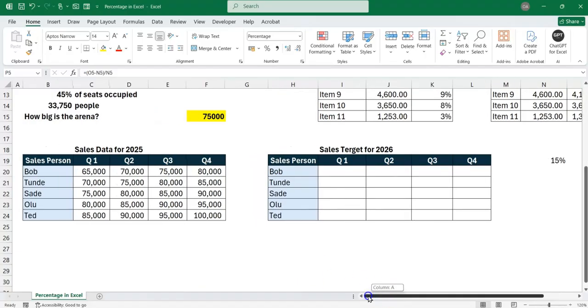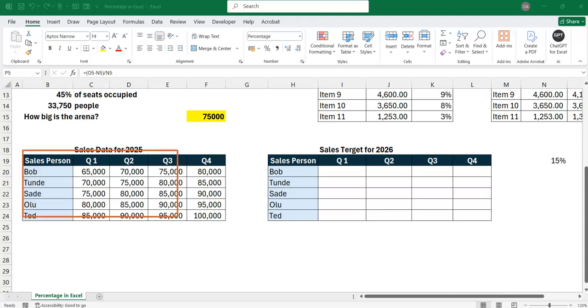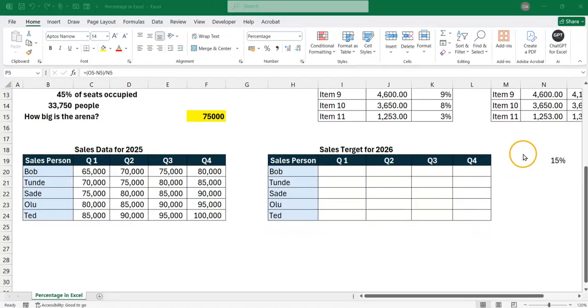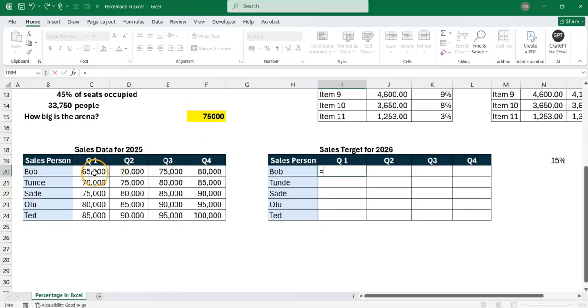Now we have this table, this is the sales data for 2025 of our salespersons. We want to actually give them a target for 2026, and we have a mark that we want to actually increase their target by 15% of their performance for 2025 rather. So what do we do? We come here and say equals to these particular values. We want to actually increase this particular value by 15%. So how do we go about that?